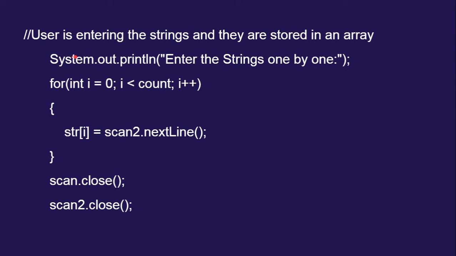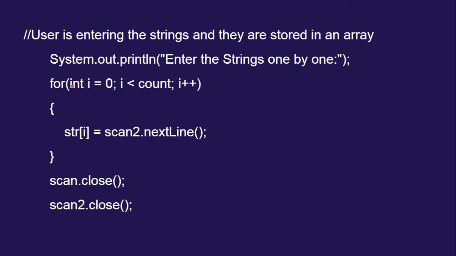Now System.out.println, enter the strings one by one. The previous System.out.print was asking for the number of elements, and this is asking for the real elements. For example, if I am typing the names of my class students, I have to type all the names one by one. So how is it done? We have seen that in order to do anything repeatedly, we have to use a looping statement. Now we are using the for loop, because we know the count.